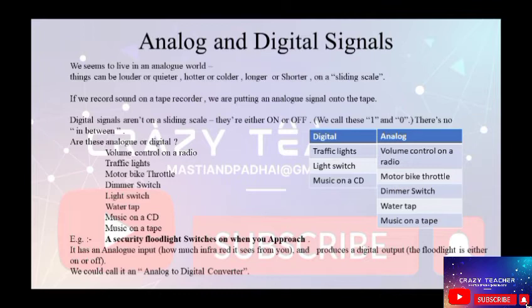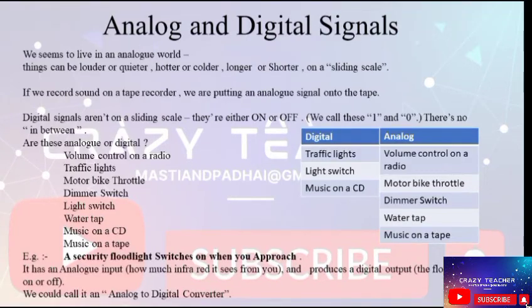The digital signals are not on a sliding scale, so they are either on or off, like the light switches. Either the switch is on or the switch is off. There is nothing like the light being turned half on. Of course, if there is intensity control of the light, there may be some analog, some sliding scale. So let us look at some of the signals and try to see whether they are analog or digital.